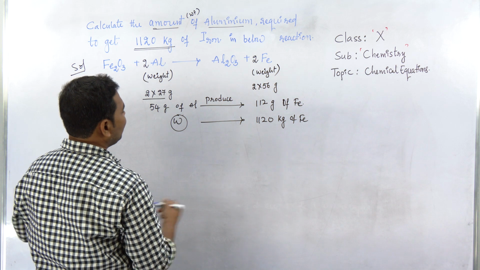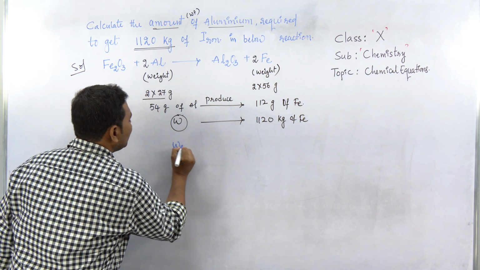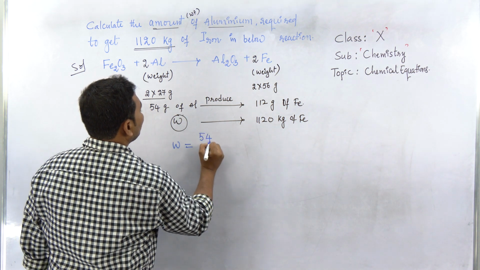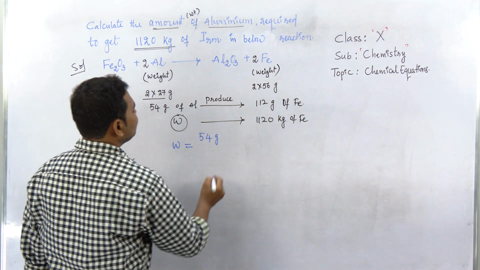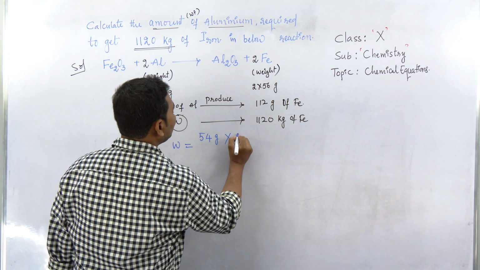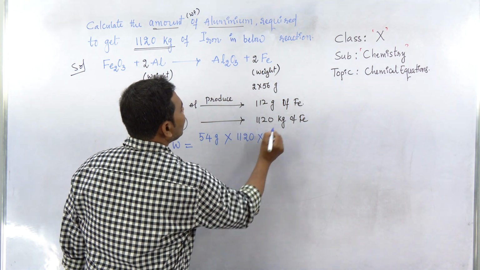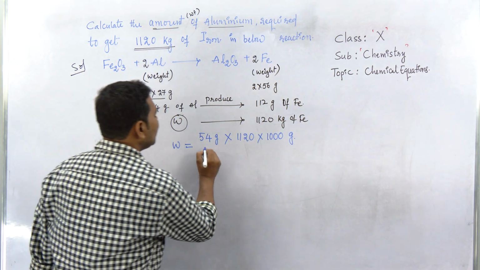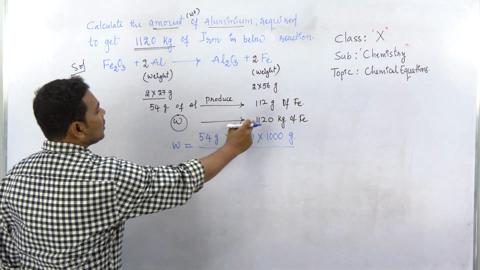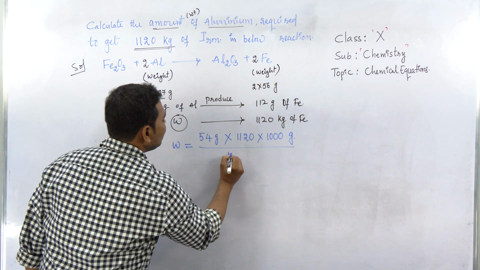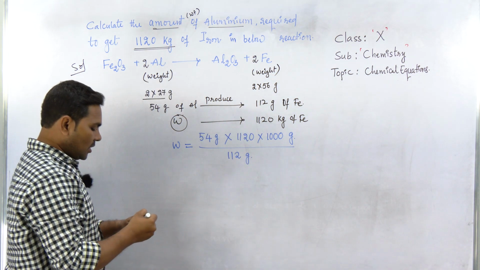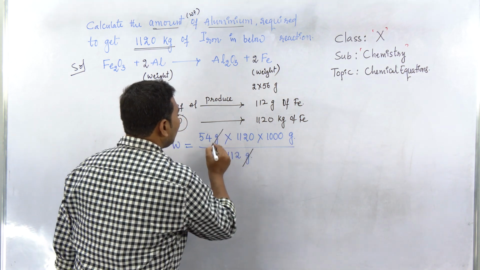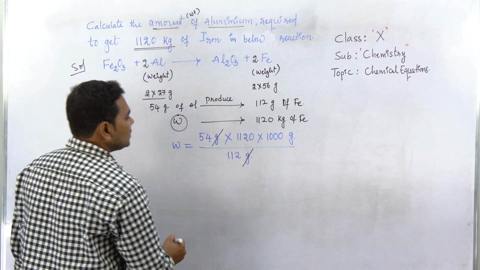Now this W we have to find. For that, W is equal to, we do cross multiplication. It is 54 grams of aluminium multiplied with 1120 kg. 1120 kg means 1120 into 1000 grams. Let me write all weights in grams only. This is divided by 112 grams. Now what shall I do? Let's simplify this. Gram and gram get cancelled, right?